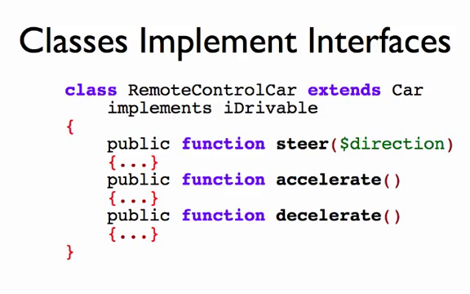And if you do an instanceof check on any of those things, on RemoteControlCar or Car with iDrivable, they'll both be iDrivable. They'll both be Car.